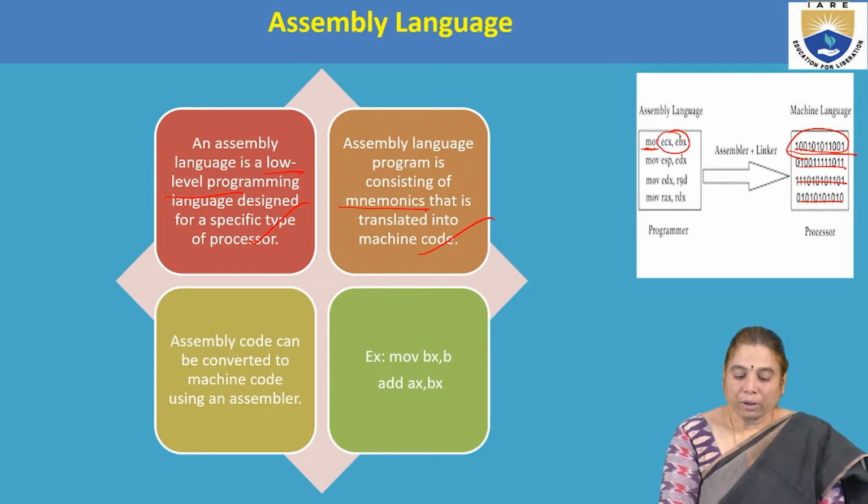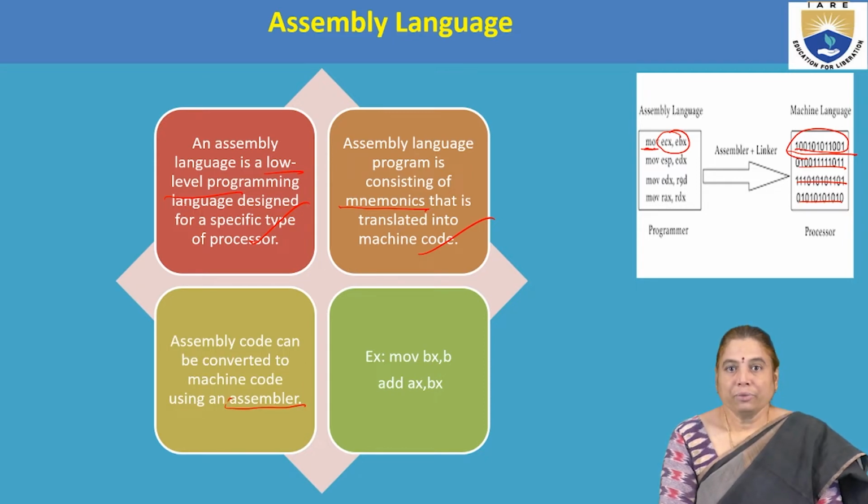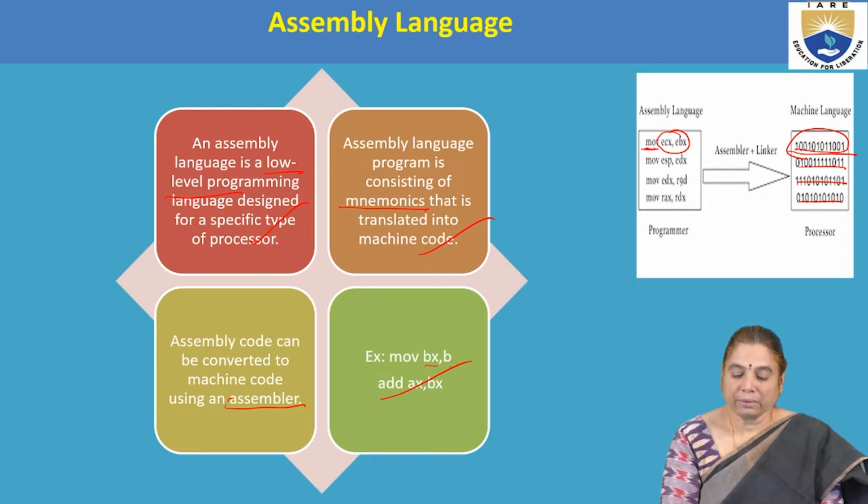Assembly code can be converted to machine code using the assembler. The translator used for the conversion of an assembly language program to machine code is the assembler. For example, an instruction in an assembly language program can be MOV BX, B. Here this is the mnemonic and these are the operands.